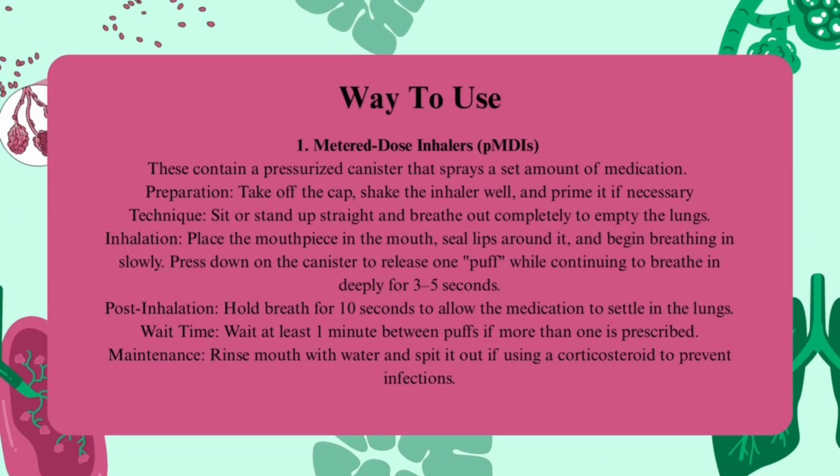Way to use. Metered dose inhaler, MDI. This contains a pressurized canister that sprays a set amount of medication. Preparation: take off the cap, shake the inhaler well and prime it if necessary. Technique: sit or stand up straight and breathe out completely to empty the lungs. Inhalation: place the mouthpiece in the mouth, seal lips around it and begin breathing in slowly. Press down on the canister to release one puff while continuing to breathe in deeply for 3 to 5 seconds.